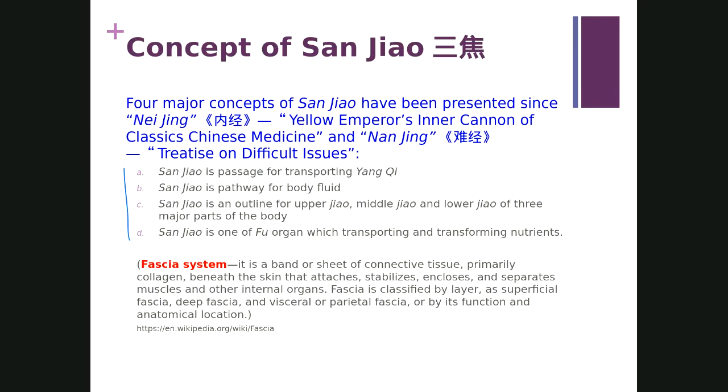From the modern concept, one of the fascial systems indicated that Sanjiao is a band or a sheet of connective tissue. It's called membrane-like tissue, primarily collagen-dominated in composition, which is beneath the skin and attaches, stabilizes, encloses, and separates muscles and other internal organs. Fascia is classified by layer as superficial fascia, deep fascia, and visceral or parietal fascia, or by its functions and anatomic locations. Details you can read through this link.